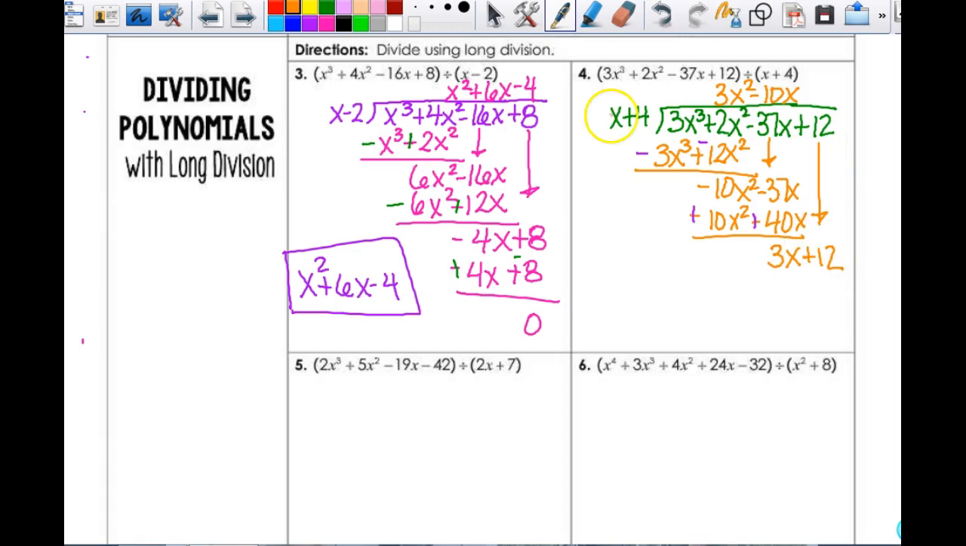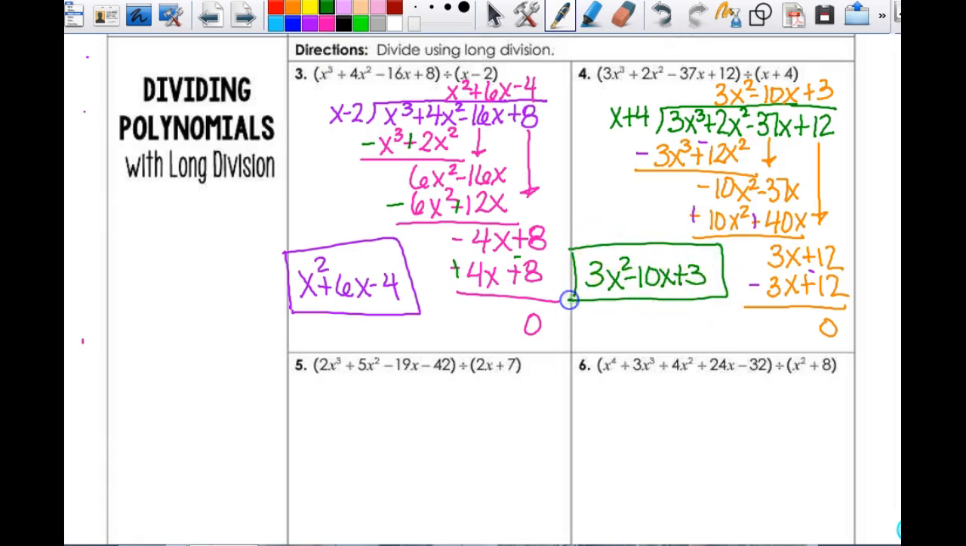Then x goes into 3x, positive 3 times. That gives me 3x plus 12. Then because I'm subtracting, I change my signs. And that zeroes out, which means my answer is 3x squared minus 10x plus 3. We all good? Questions? Review, right? Okay, you do number 5 on your own.